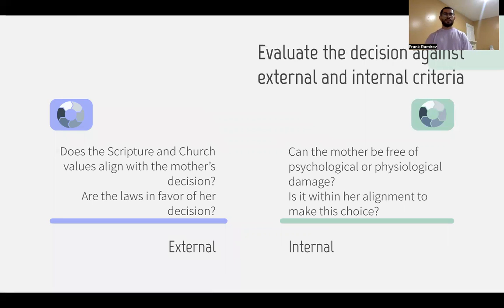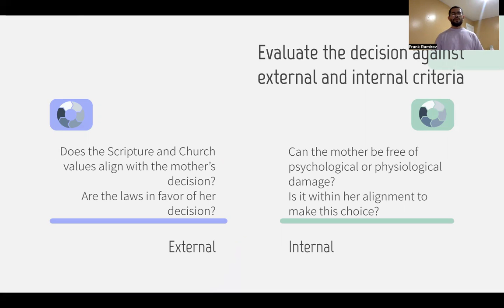Evaluating the decision against external and internal criteria is important because they both play a big role on our subconscious and our psyche, long-term and short-term. Externally, the questions are, does the scripture and church value align with the mother's decision? And are the laws in favor of her decision?